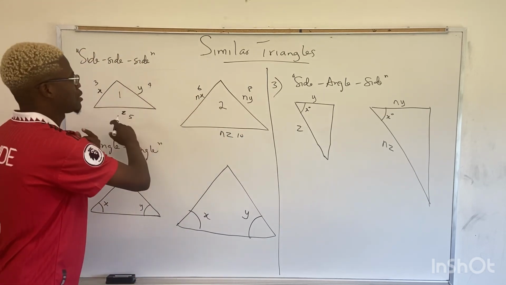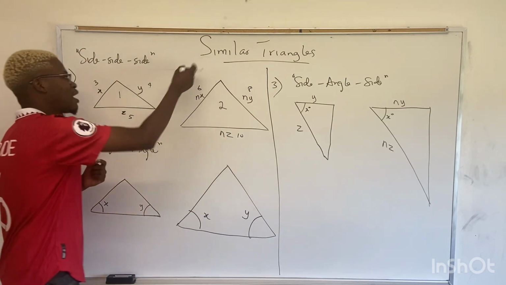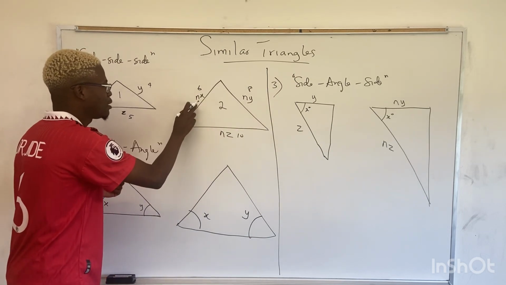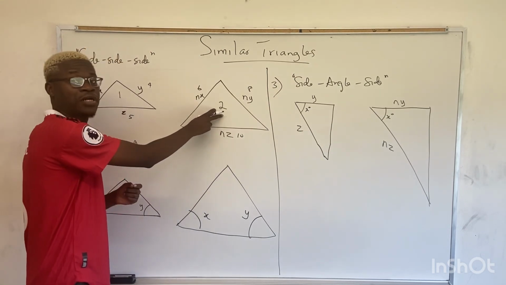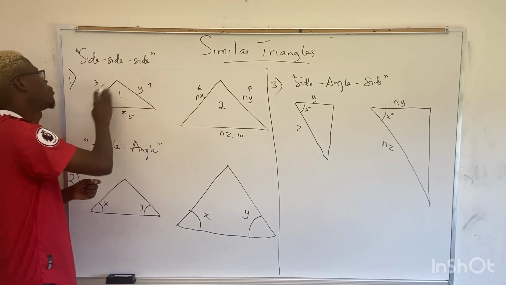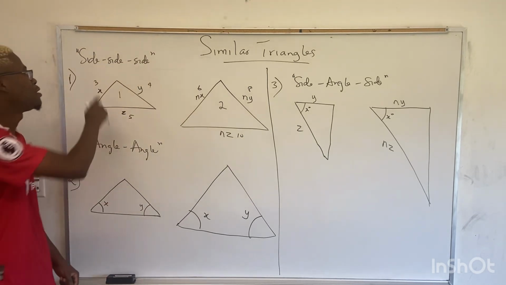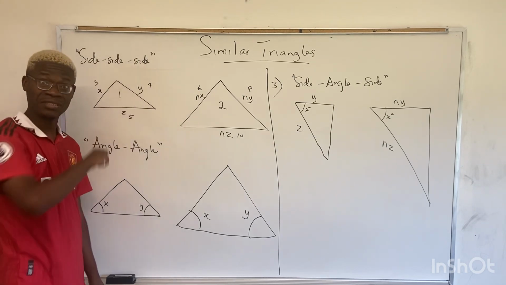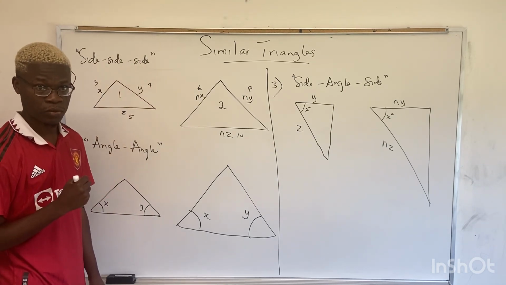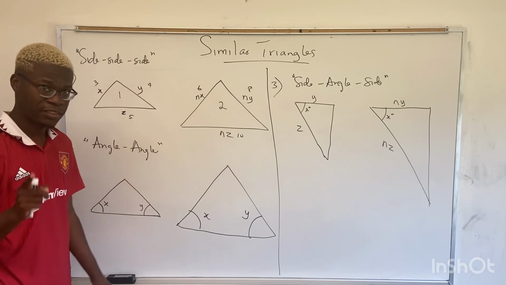These two triangles are similar because the sides of triangle 2 are just a factor of the sides of triangle 1. All right, so that's what we mean by side, side, side. Now, all three sides, not two sides. All three sides, very important.